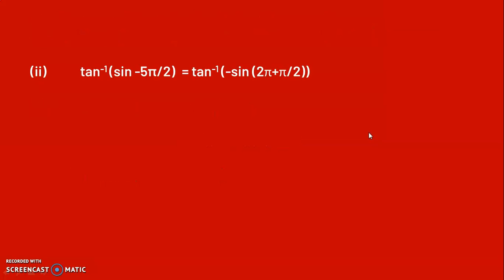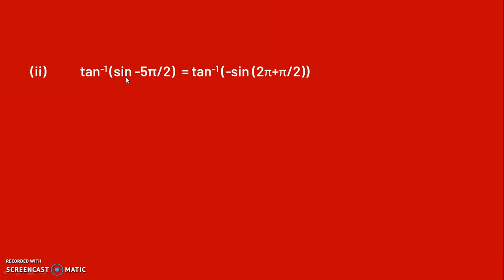Likewise, we are going to find the value of tan inverse of sine of minus 5 pi by 2. So here also we are going to convert both of these terms into tan. Okay, for that, first here minus 5 pi by 2 is there. We know that sine is a periodic function with period 2 pi, so we are writing 5 pi by 2 as 2 pi plus pi by 2.